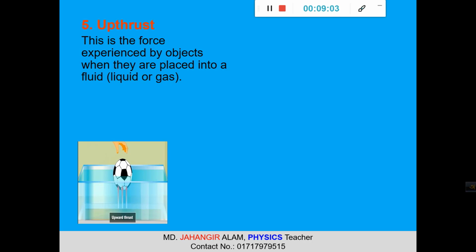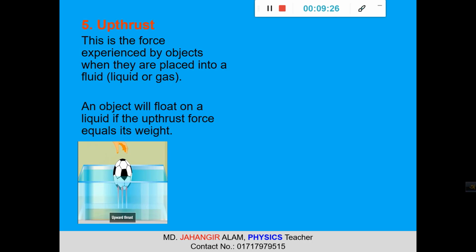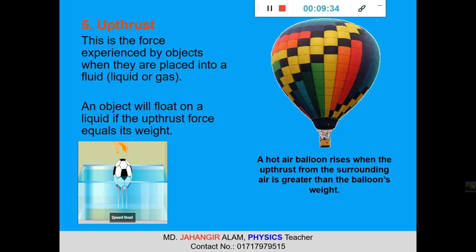When any object is submerged inside a liquid completely or partially, then molecules of the liquid or fluid, liquid or gas, try to give an upward force to the solid object. That force is known as upthrust force. An object will float on the fluid if the upthrust force equals its weight. A hot air balloon rises when the upthrust force from the surrounding air is greater than the balloon's weight.